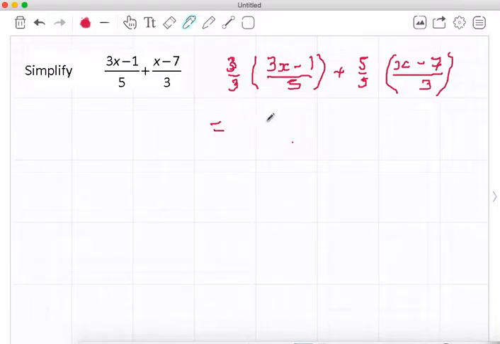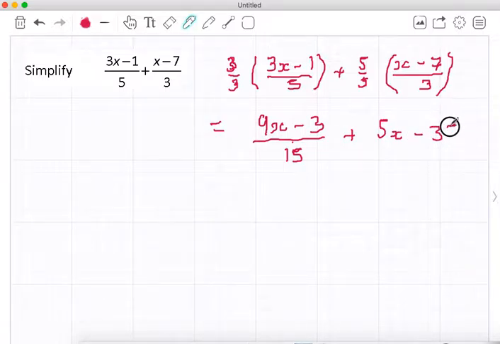3 times 3x is 9x. 3 times minus 1 is minus 3. And 3 times 5 on the bottom is 15. Now I've got 5 times x, so I've got plus 5x, minus 35, 5 times 7, and on the bottom I've got 15 again.